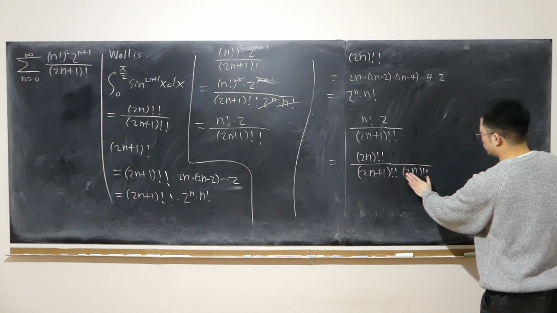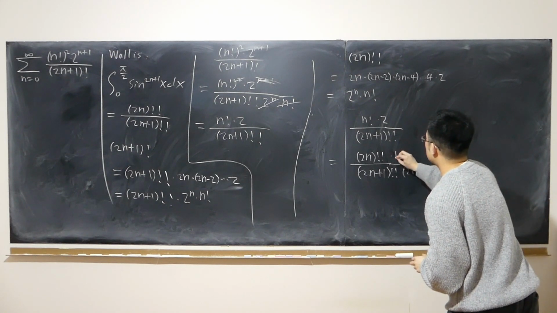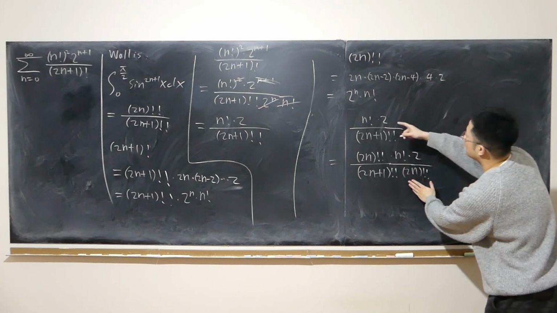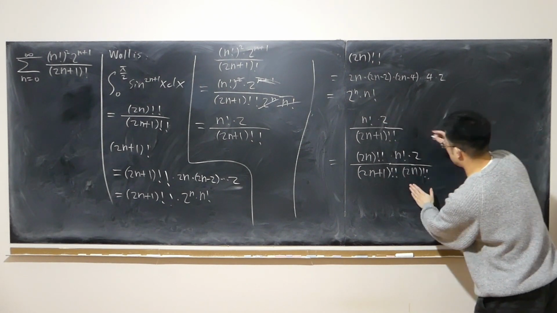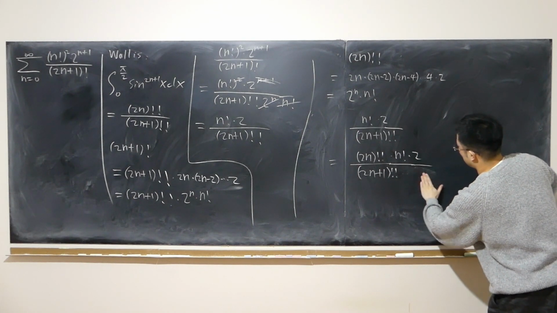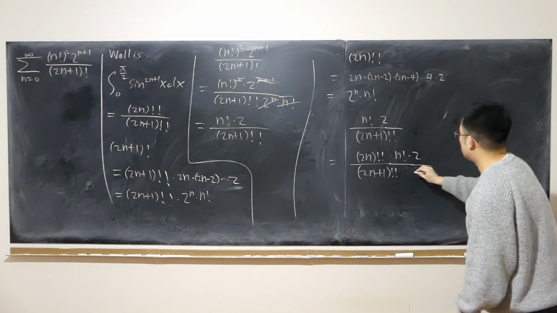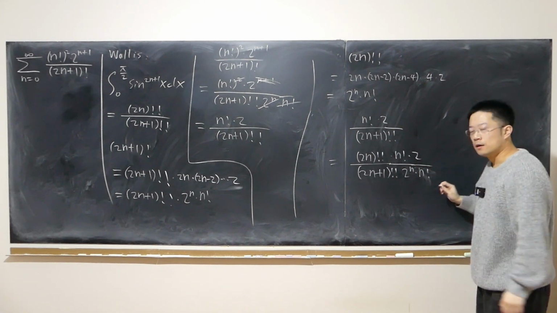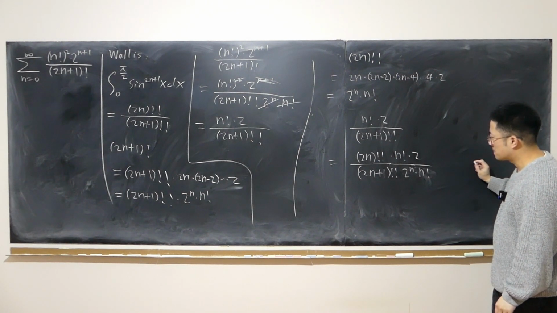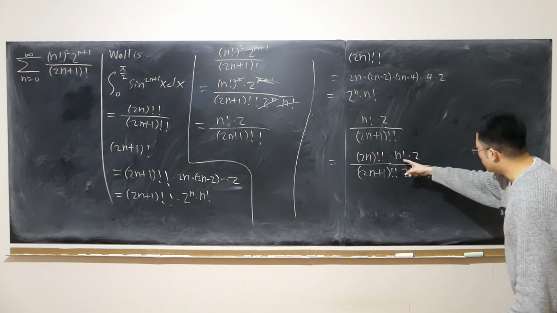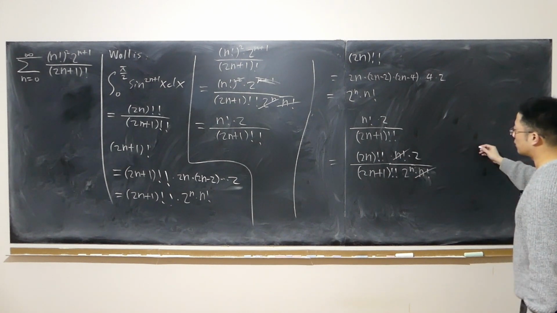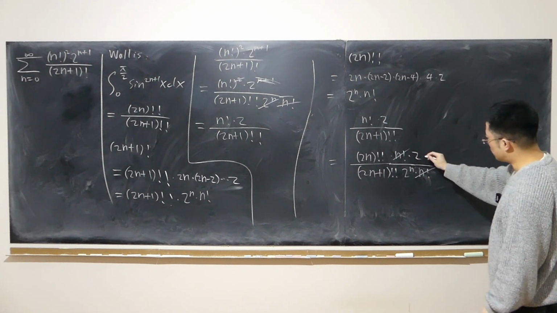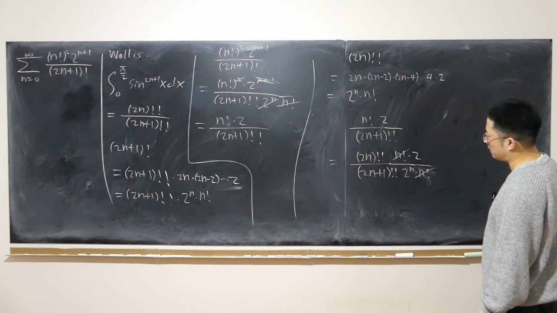Right, but 2n, so times n factorial times 2. But 2n double factorial, like I said, can be written as 2 to the power of n times n factorial, right? So now I can just cancel: n factorial, gone. And 2 to the power of n, maybe 2 is gone, and 2 to the power of n minus 1.